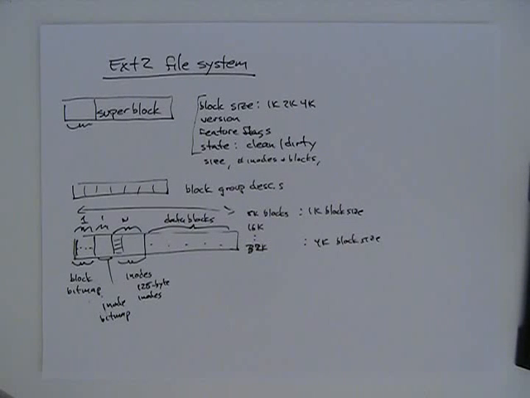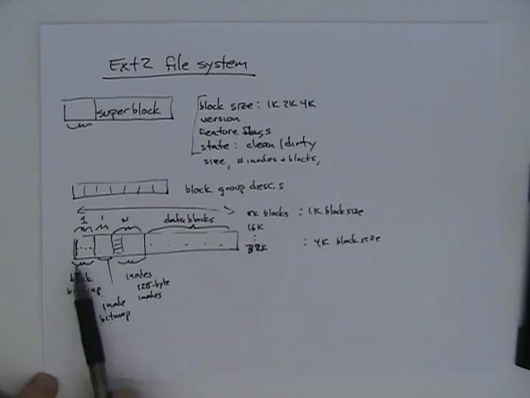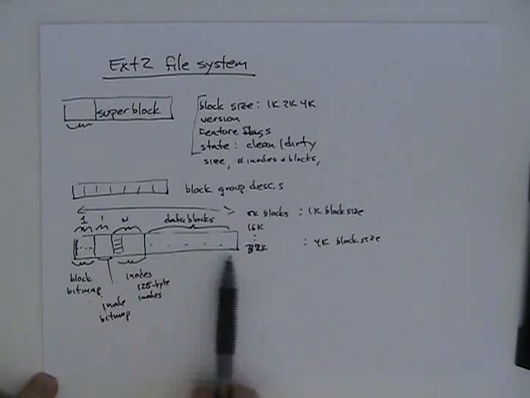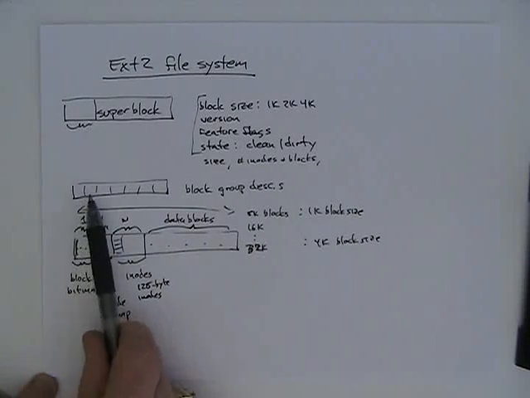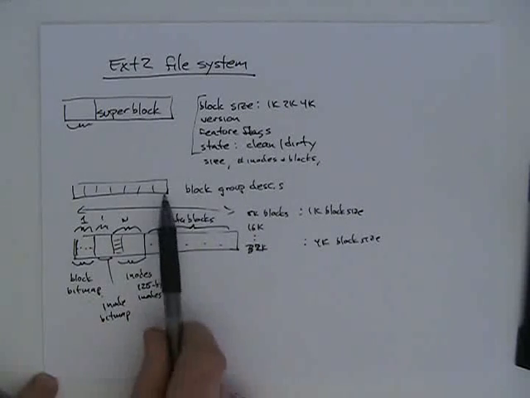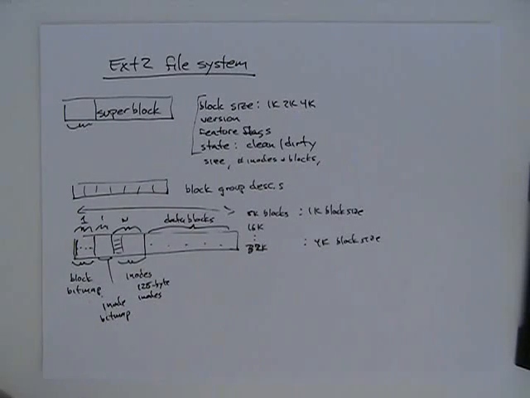So if we want to, this looks like a mini file system. It's got the allocation structures for blocks and inodes, and then it's got the data blocks. And then there's a set of descriptors here, basically keeping track of all the block groups and how much free space there is in each of them, and so on.